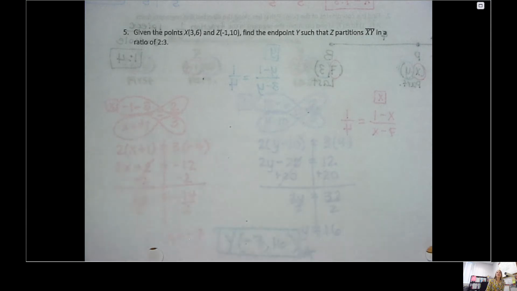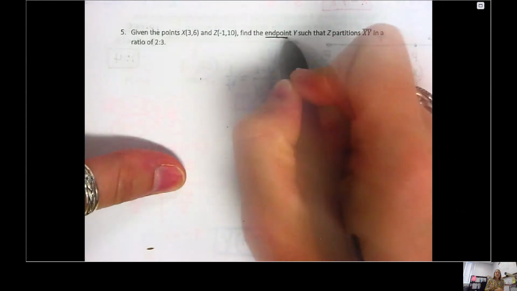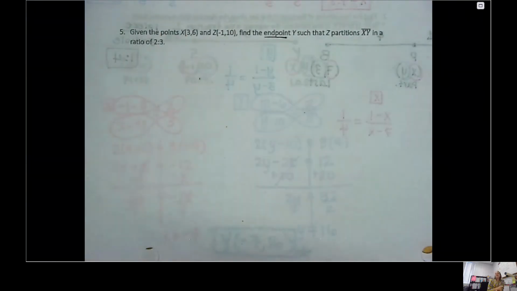You have to find the end. Oh my gosh, look, it's Aaron. You already figured it out. So yes, number 5 says, given the points x and z, find the endpoint. Find the endpoint such that z partitions x, y in a ratio of 2 to 3. So the other problems we did, we found the partition point. This time I'm asking you to find the endpoint.